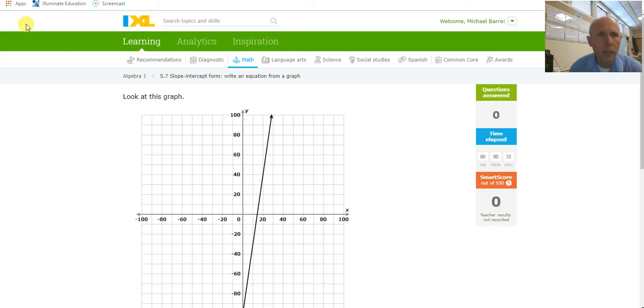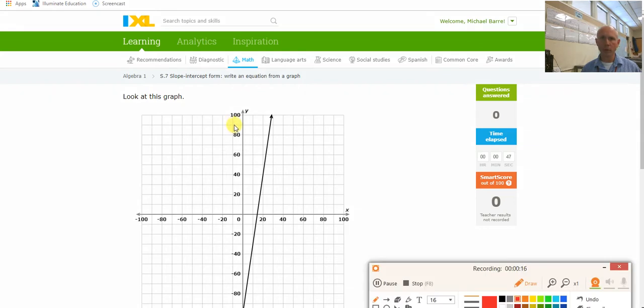All right, on this one, what is this? Slope-intercept form, write an equation from a graph. So where am I? There I am. Okay, let me get my instructions here. So, boom, I should be able to write something now.